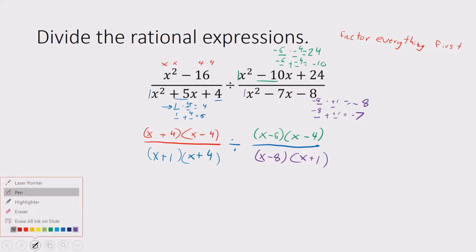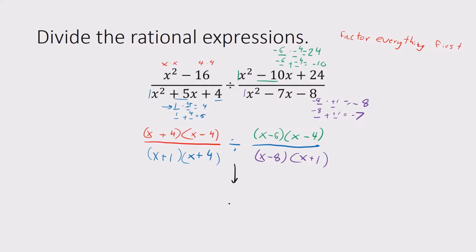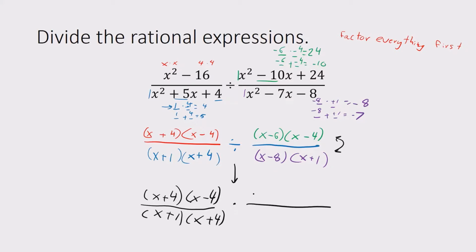Whenever you have a division problem, you want to change division into multiplication and then flip the second fraction. So the first fraction with a numerator of x plus 4 times x minus 4 and a denominator of x plus 1 times x plus 4 is going to stay the same. The second fraction, we flip it, and your new numerator is going to be the binomial x minus 8 times the binomial x plus 1. And the denominator is going to be the binomial x minus 6 times the binomial x minus 4. We've really done probably 90% of the work at this point, because now we're multiplying.